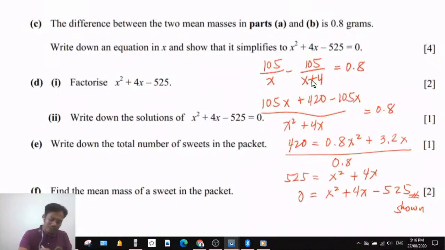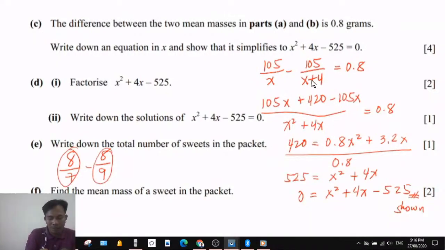Because you will notice it's just like 8 divided by 7 minus 8 divided by 9. Which is larger? Is it 8 over 9 or 8 over 7? 8 over 9 is smaller than 8 over 7. It's the same thing with this. Okay, so it means this will become a negative value. But if I put 8 over 9 minus 8 over 7, okay, this will become a positive value.